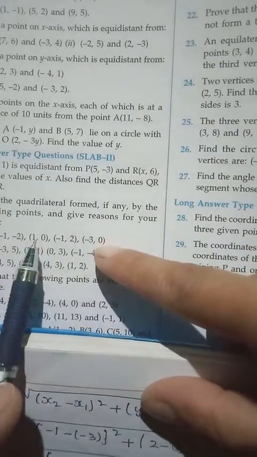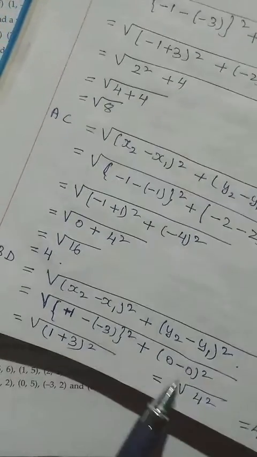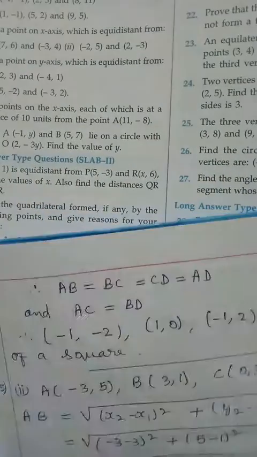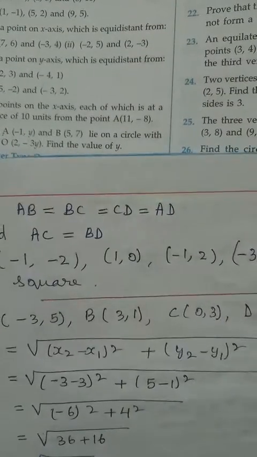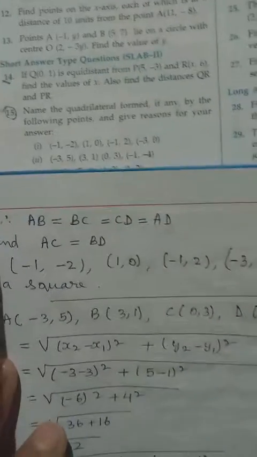We take 1 and 3. So 1 minus minus 3. Minus to minus plus. So 3 plus 1, 4. Then another 0, 0. So here we see all the four sides are equal, diagonals are equal. It means that the quadrilateral is a square. So the same way you can try for number 2 also.